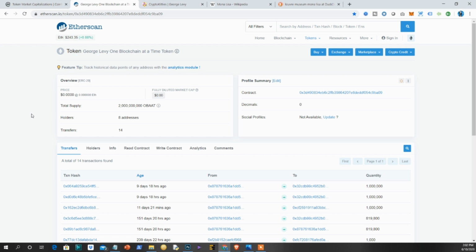These are ERC-20 tokens. This is where things start getting interesting. I can issue these ERC-20 tokens and I can send them to other people. Now, what's interesting about ERC-20 tokens is that they are fungible. The term fungible means that one token is the same as any other. So if I send you one ERC-20 token, One Blockchain at a Time, and I send you another one, they're the same. There's nothing distinct about them.